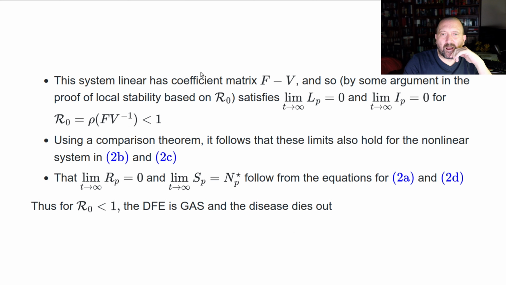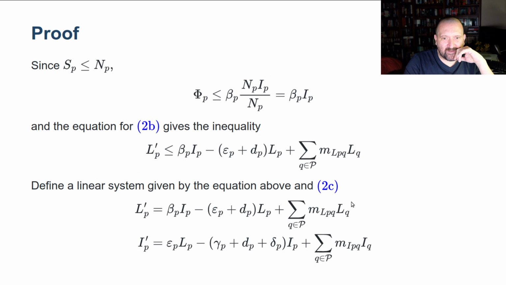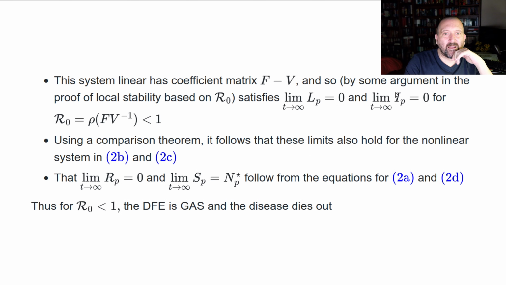When you do so, you inherit some of the analysis that you've done for the stability of R0, which tells you that this part actually works out, in the sense that the limits of L and I go to 0 when R0 is less than 1. And then you can use the comparison theorem to show that the limits also hold true for the original system. Because L and I go to 0, that means you're in a disease-free equilibrium situation, and therefore R also goes to 0, as we've already seen, and S goes to N star, as we've already seen as well. So in this case, it's possible to show that the disease-free equilibrium is globally asymptotically stable.